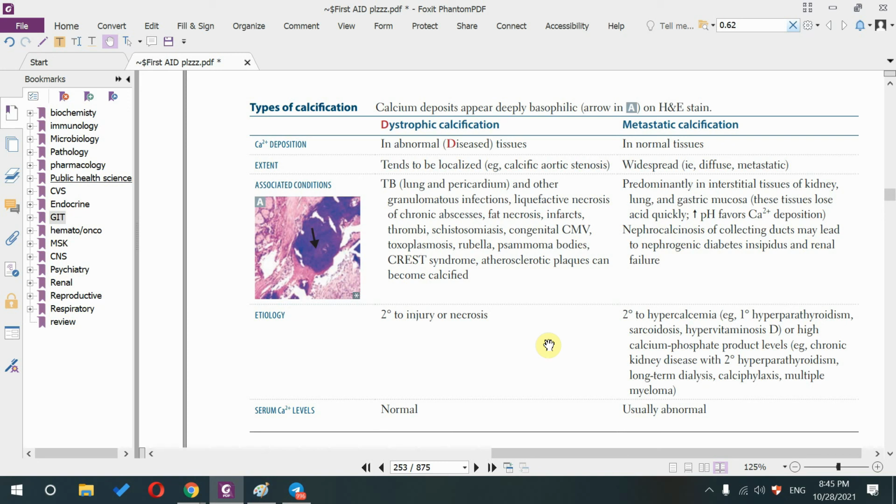So, for example, these tissues include the kidney. The kidney has high pH. Why? Do you remember where all of the bicarb is reabsorbed in your body? Exactly, it's your kidney. So it's highly alkaline. It goes there, has a lot of fun, and leads to metastatic calcification.